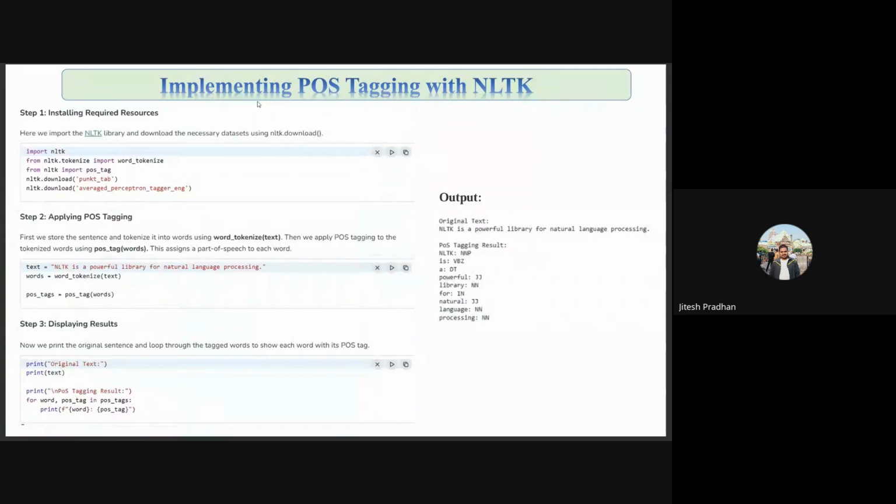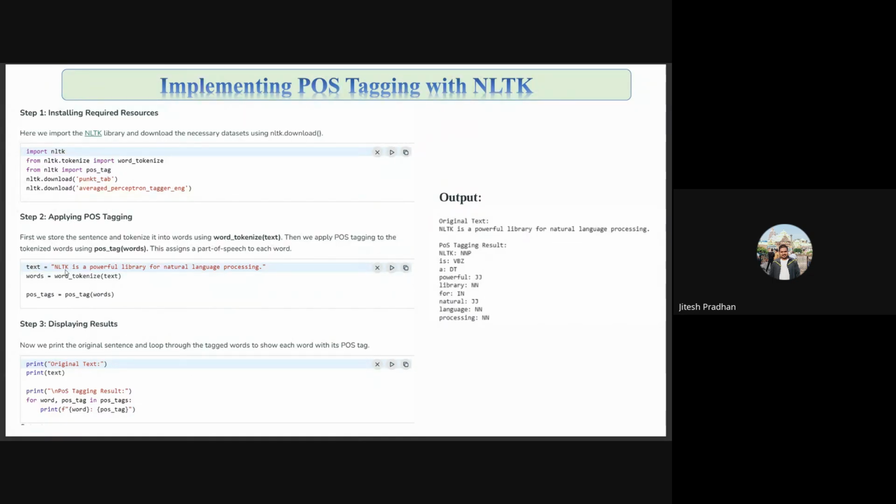Now let's take a quick implementation of POS tagging. It is very easy. We have to import some libraries. We have to import NLTK. We have to import a tokenizer to tokenize it, so we will import word tokenizer. Then we have to import the POS tagger, and we have to download these two. Now let's apply POS tagging.